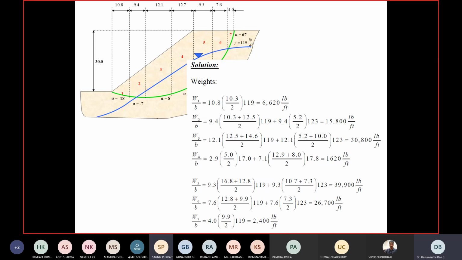Sir, what about the other terms, 17 and 7.1? 17.8, no, that one is also wrong. It is supposed to be 119 and 123.